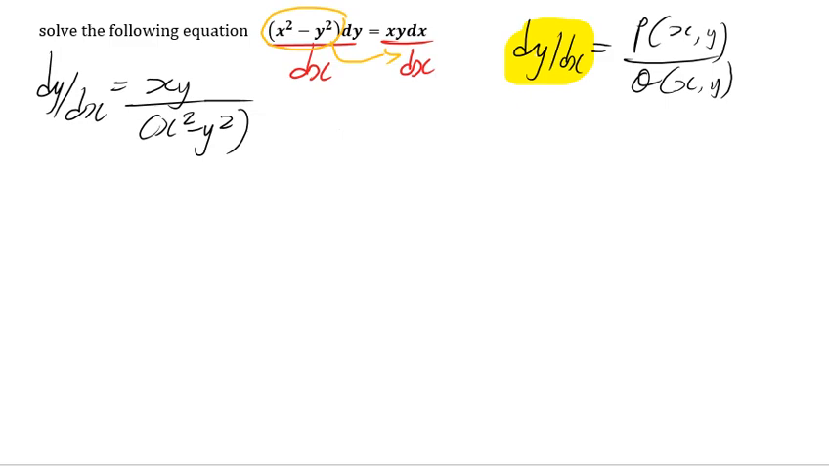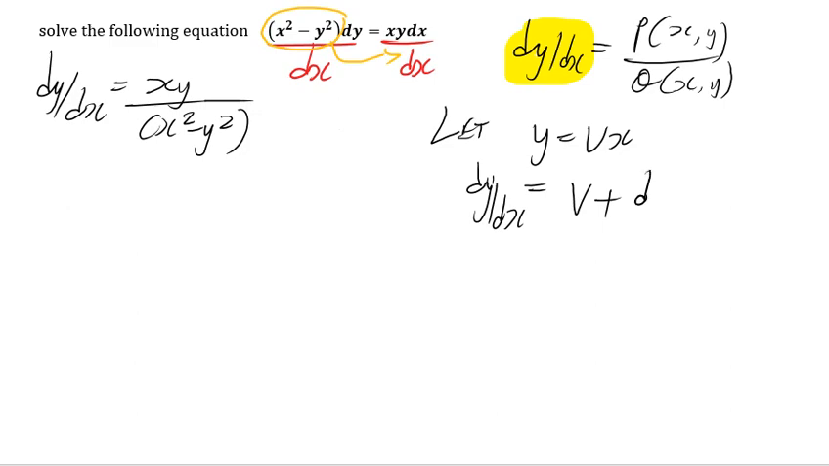Okay, so for homogeneous, the first thing that you do is you say let y equal vx. Whenever you see y, you're going to substitute vx. Then after doing this, you differentiate. So it will always be like this. For a homogeneous equation, you're always going to let y equal vx, and then from there you differentiate. You find dy over dx. When you find dy over dx, you're going to get v plus x dv over dx.